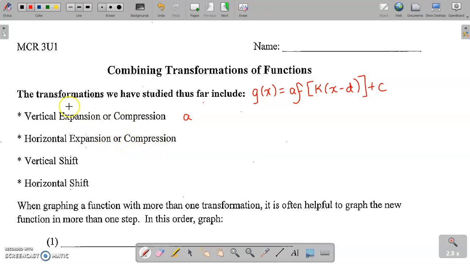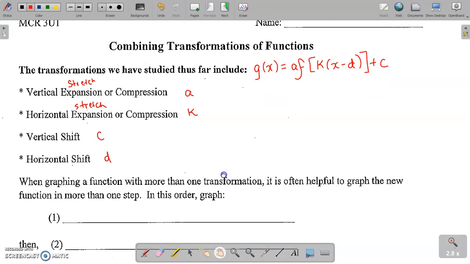And when we say expansion, these are a different set of notes. I'm talking about a stretch factor. So expansion and stretch are the same meaning. So the horizontal expansion or compression is shown by the k value. Vertical shift is the c value, and the horizontal shift is the d value.